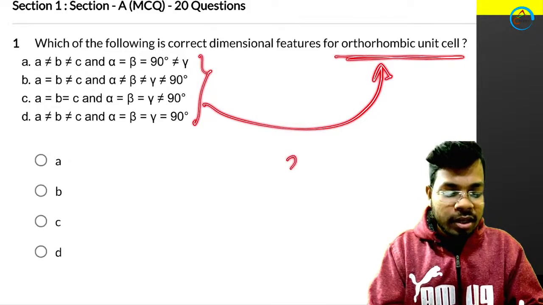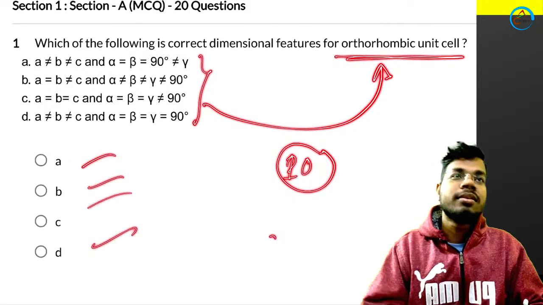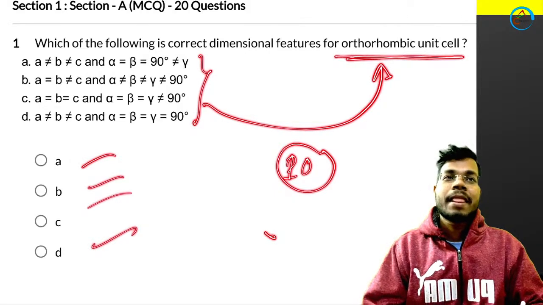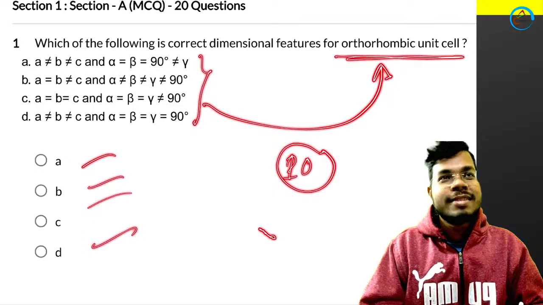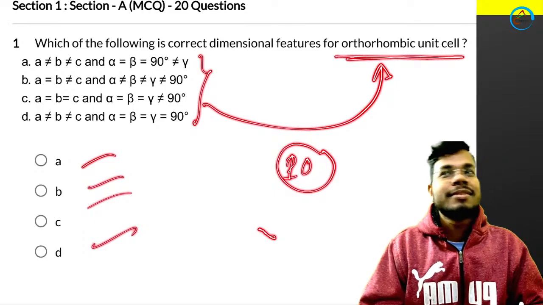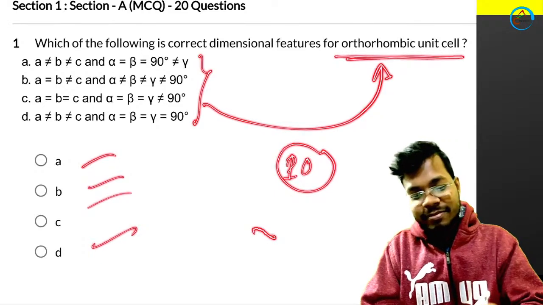You have 10 seconds more to answer. A, B, C, D. Which one? Answer first. You have only 10 seconds. 5, 4, 3, 2, 1, 0. Okay, 10 more seconds. Okay, awesome, very good job.